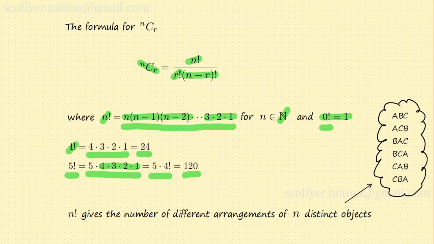And does n factorial have any meaning, you may ask? Well, yes it does. n factorial gives the number of different arrangements of n distinct objects. And here we can see a simple example. If we have the 3 distinct letters A, B, C, we can arrange them in 3 factorial, which is 6 different ways. ABC, ACB, BAC, BCA, CAB, CBA.